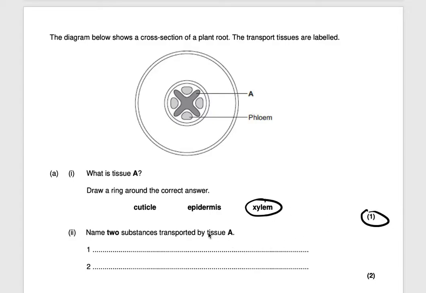And we need to name 2 substances which are transported by tissue A. So what's going to be transported? Minerals and ions, and you could have also had water because it's the xylem. That would be worth 2 marks.